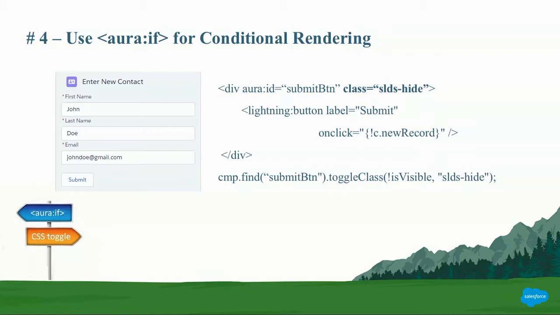Well, that's fine, but what we've discovered is it's not actually a good way of doing it, because that Lightning bundle or whatever is inside of that conditionally rendered code is actually, with CSS toggling, still going to be rendered. It's just going to be hidden. So what's going to happen is that on-click event with that new record is going to be activated, and all the event handlers are going to be active, and things are going to be looking at that. And you didn't even actually want it rendered.